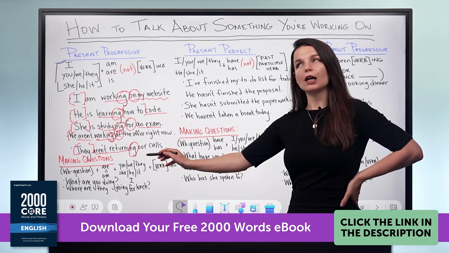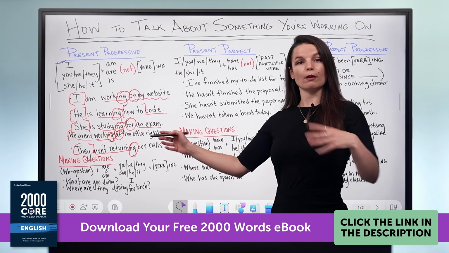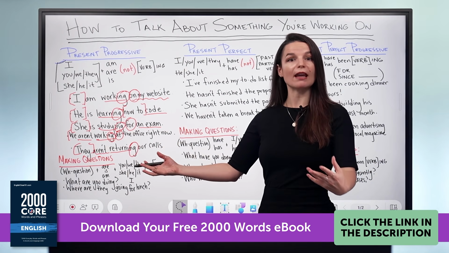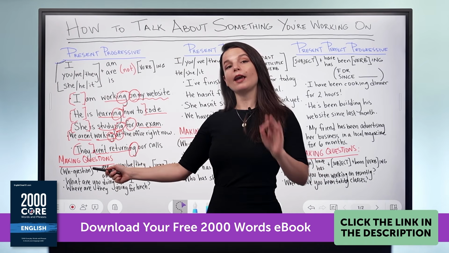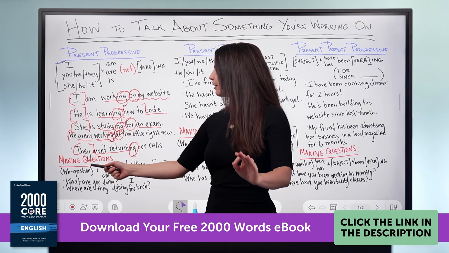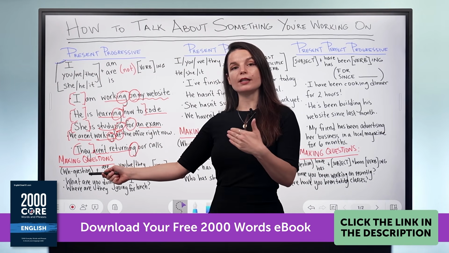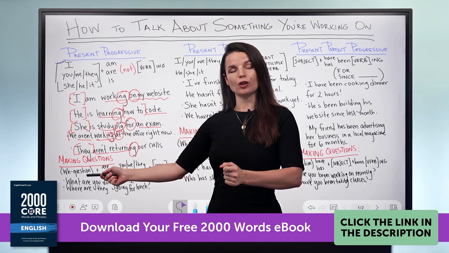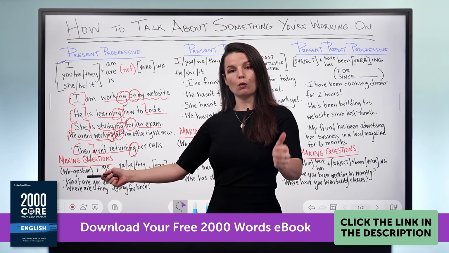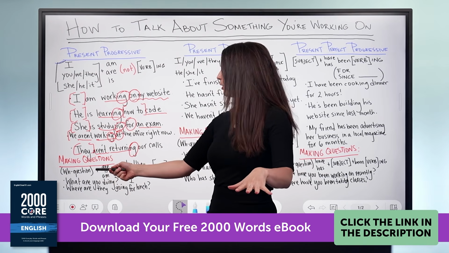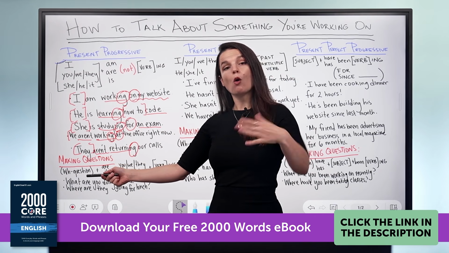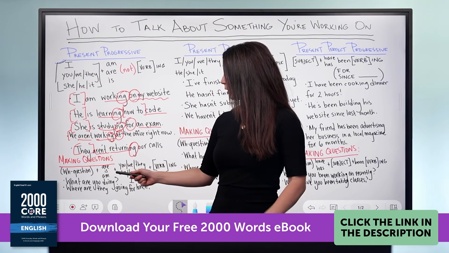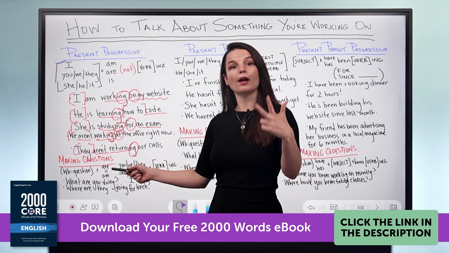Let's end part 1 with making questions. How do we make questions with this grammar? To do this, we can make a question that begins with a WH question. Who, what, where, when, why, right? So we can start with that to make an information question, or we can start with this, are, is, or am.